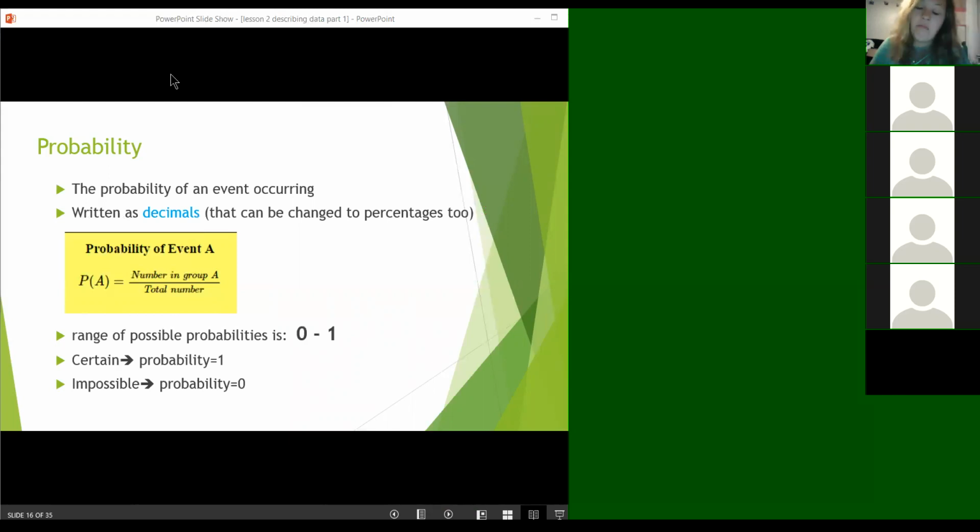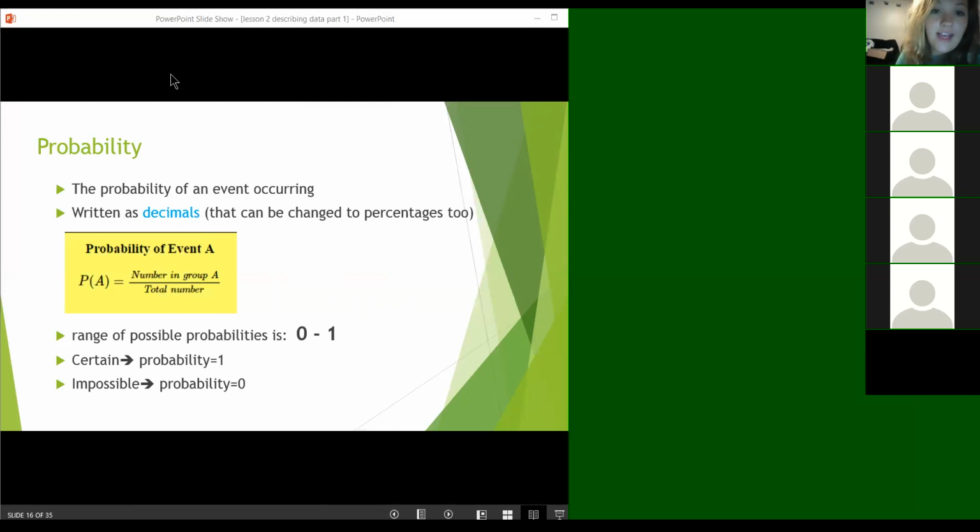So probability, the definition: the probability of an event occurring, like how much you think an event is going to occur. We usually write it as decimals, like 0.2, 0.5, something like that. But obviously, multiply it by 100 and that's going to be a percent. So you could say percent probability.